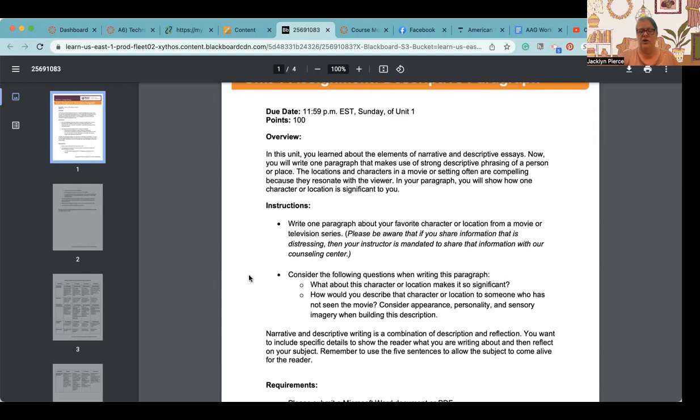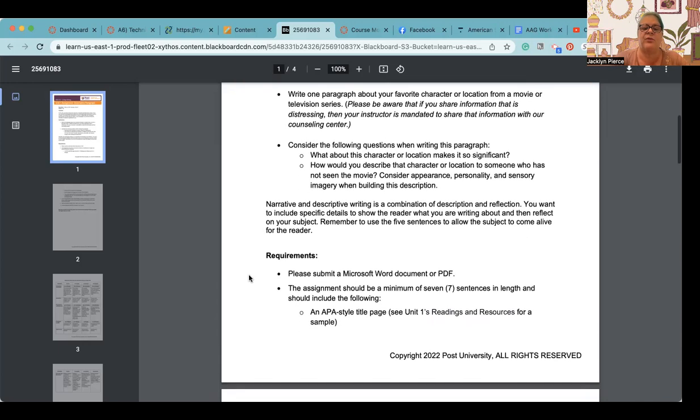So consider the following questions when writing this paragraph. What about this character or location makes it so significant? And how would you describe that character or location to someone who has not seen the movie? Consider appearance, personality, and sensory imagery when building this description. Narrative and descriptive writing is a combination of description and reflection. You want to include specific details to show the reader what you are writing about and then reflect on your subject. Remember to use the 5 senses to allow the subject to come alive for the reader.